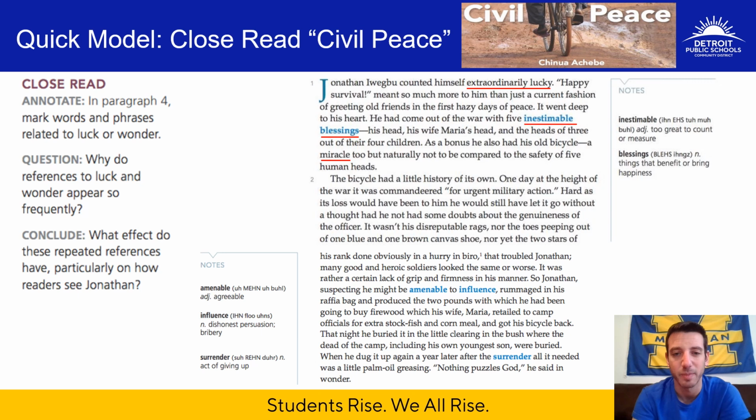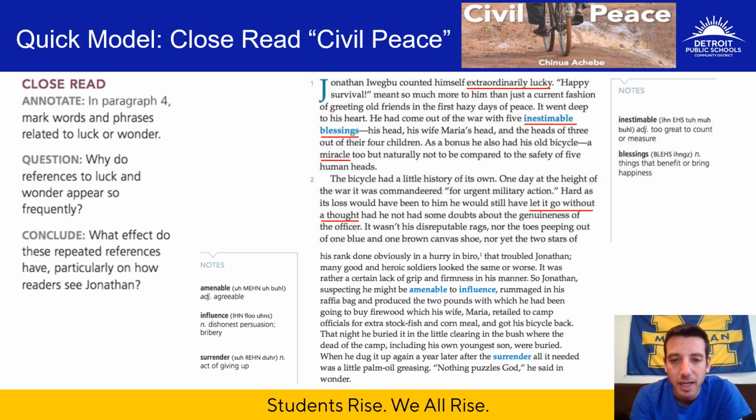Let's keep reading. Paragraph 2. "The bicycle had a little history of its own. One day at the height of the war, it was commandeered for urgent military action. Hard as its loss would have been to him, he would still have to let it go without a thought." I underline that even though it's in the middle of a sentence. I think the fact that he had to let his bicycle go without a thought means that he believes in this idea that everything happens for a reason. He has to trust the process and believe in luck and wonder and fate, because everything is going to work out, or it will work out in the way that it was supposed to.